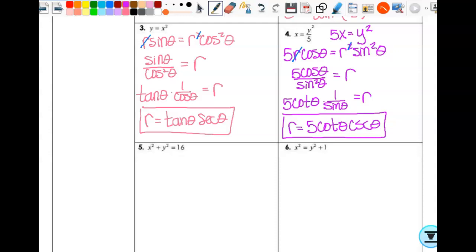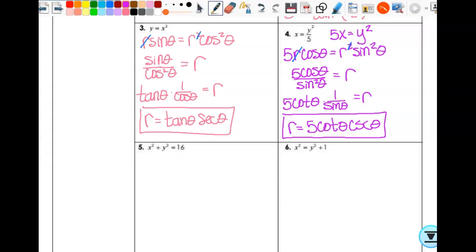So I got 5 cotangent theta times cosecant theta. Let me know if you have any questions about any of that. Okay. All right, good deal.